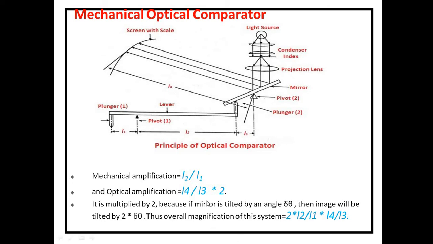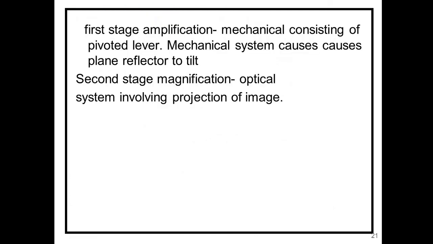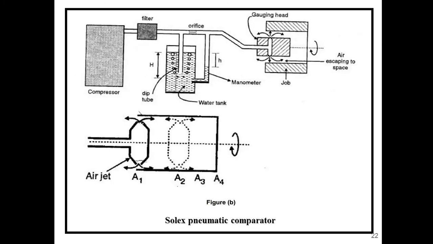The same principle is used. So the overall magnification of the mechanical optical comparator is given by 2 times L2 by L1 into L4 by L3. The overall magnification is the product of mechanical magnification and optical magnification. Okay, so this is the mechanical optical comparator. You can see it is so simple.